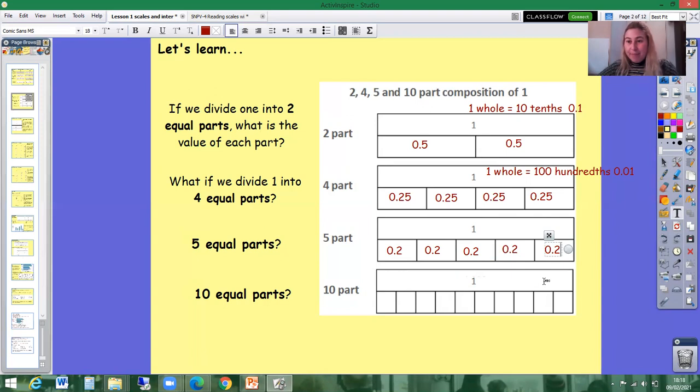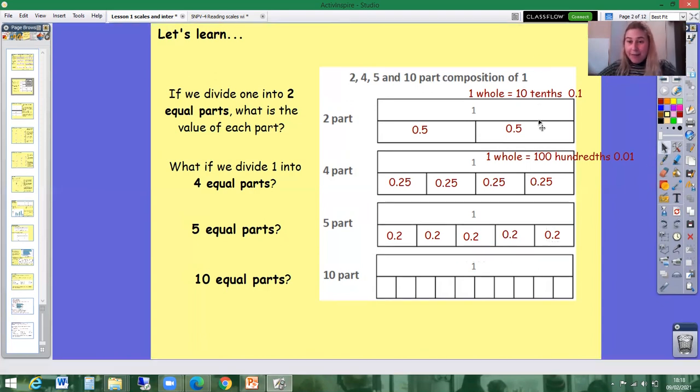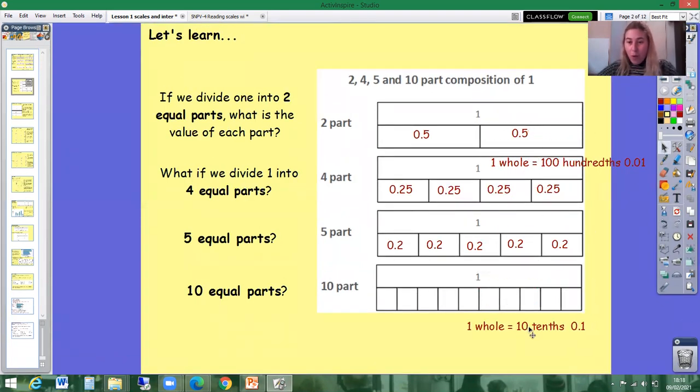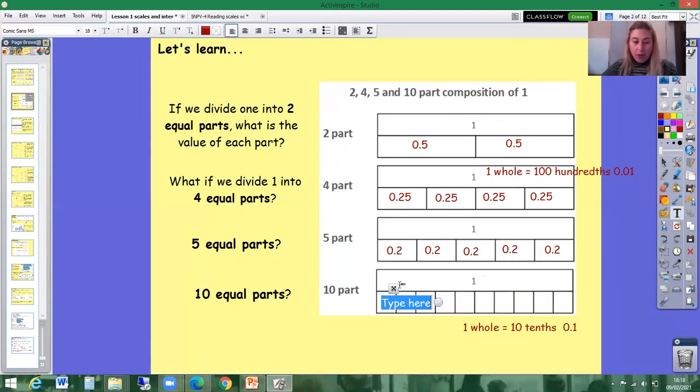Now this one is quite easy based on what we've spoken about already, isn't it? If I just move this down, we already know that 1 whole is made of 10 tenths. So if my whole is divided into 10 equal parts, then each part must be worth 1 tenth. So 1 tenth. And I could fill them all in, couldn't I? 1 tenth. I think you can see where I'm going with this. So you can pause the video and fill them in now.